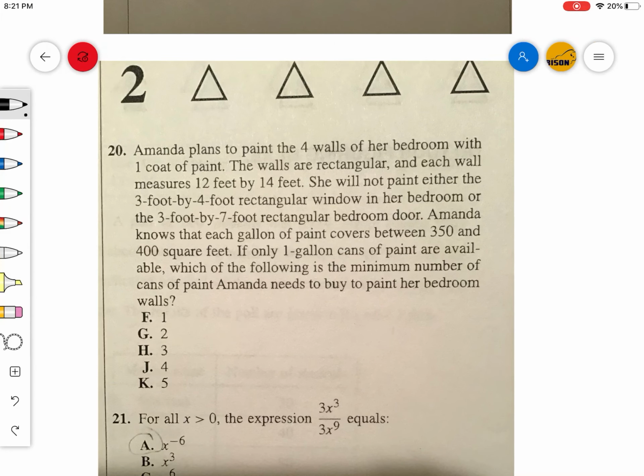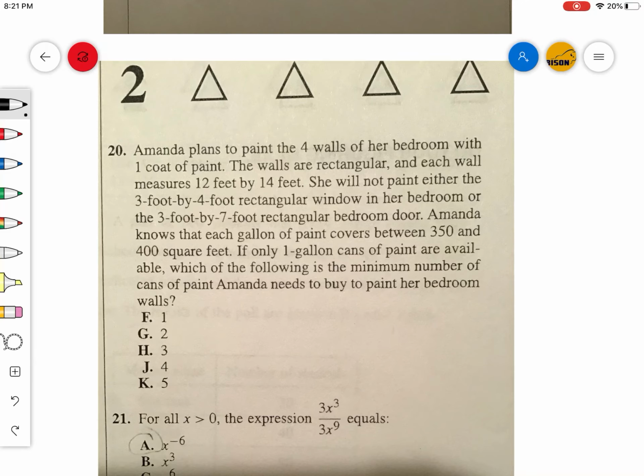One last one. I got this picture a little bit big. I was trying to cut off half the rest of the page. So a lot of information here. You know I don't like to read, so I'm going to go down and get the problem. If only 1 gallon cans of paint are available, which of the following is the minimum number of cans that Amanda needs to buy to paint her bedroom walls? So we're looking for how many cans of paint she needs. Let's go back and get some more information.